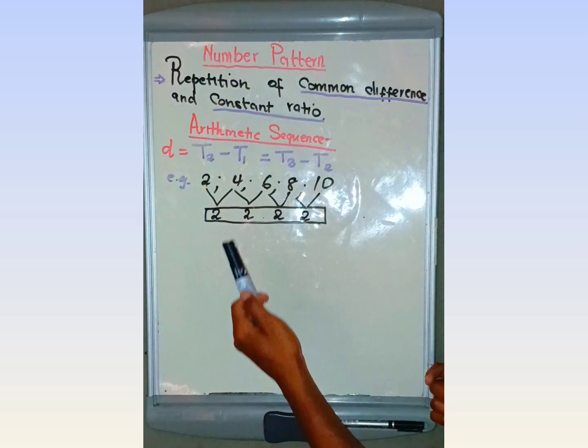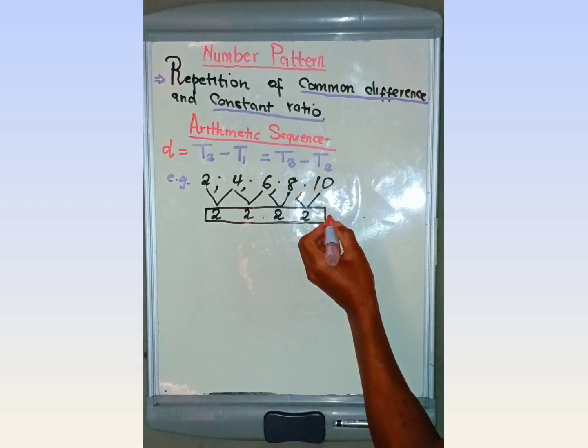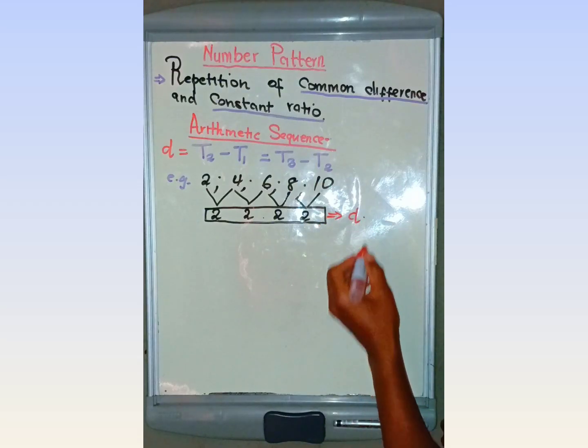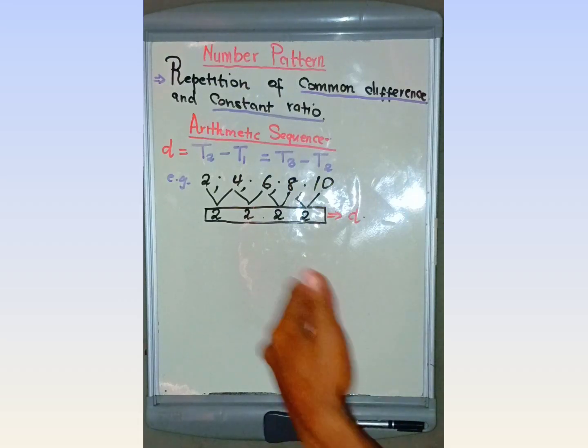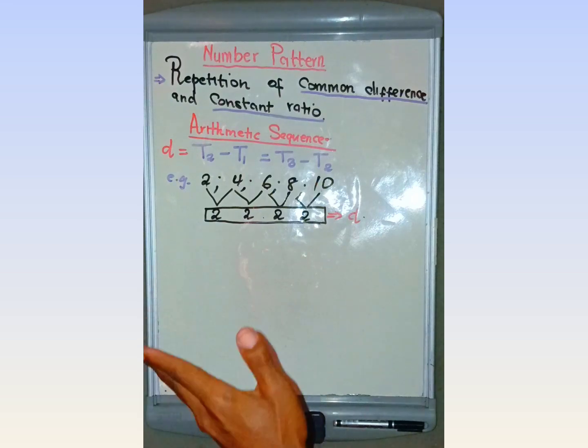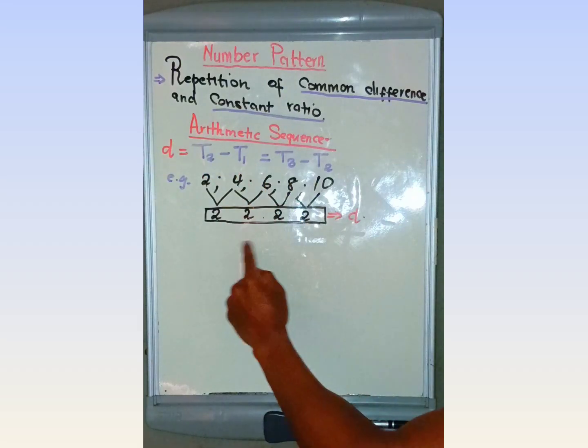The value of D. I normally say that the value of D is a space between two consecutive terms. Therefore, we call it the interval. In grade 4, we normally say that it is an interval. What is an interval? An interval is a gap or a space between two consecutive terms.